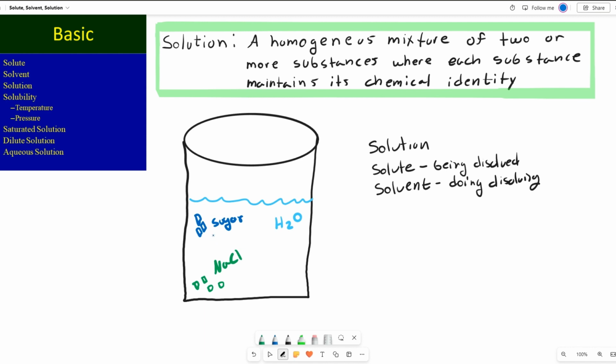So that's what it means by a homogeneous mixture of two or more substances. You're always going to have just one solvent, but you could have more than one solute dissolved in that solvent. And the example that we saw here was with the sugar and the salt both being dissolved in. Now, another term that we want to be comfortable with when talking about solutions is solubility.